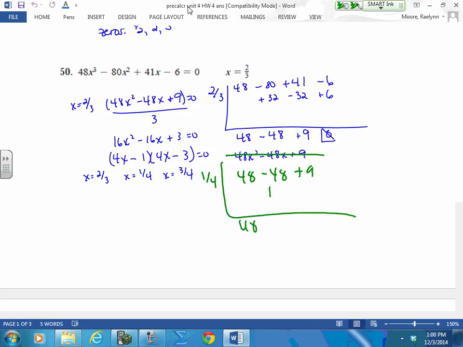1/4 of 48, 12. Bring it down. 36. 1/4 of 36. Oops, negative 36. Negative 9. It's got to come out to be a 0. So here's your 48x minus 36 equals 0. There's your other one. Add 36 and divide by 48. There's your 3/4. So you can find these. The only problem you're going to have is if it comes out to be an irrational number. If it comes out irrational and I want the exact zeros, you're going to have to use your quadratic formula.